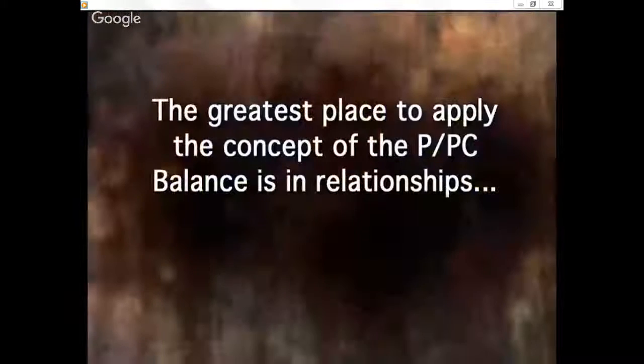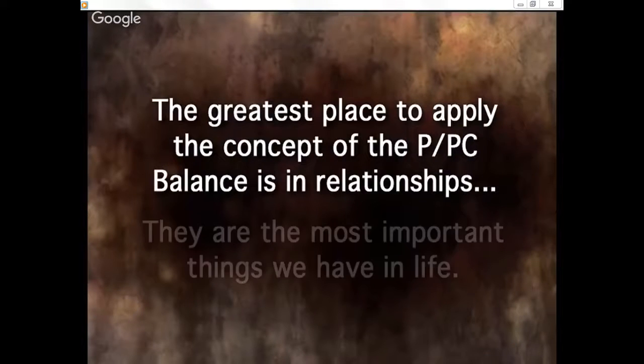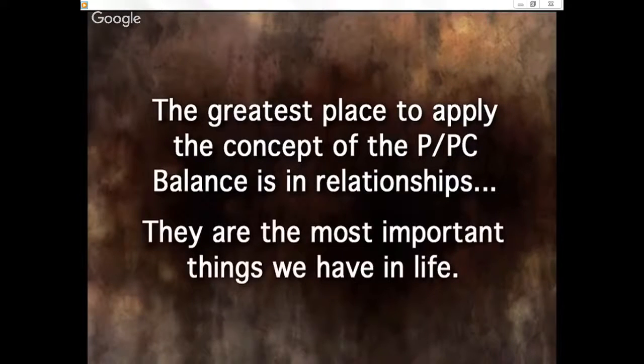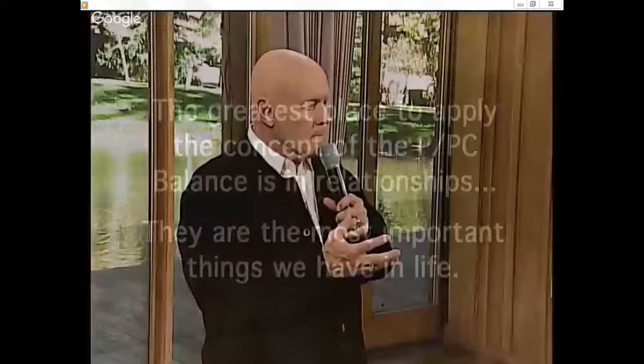You know the greatest place to apply this PPC idea, this concept of effectiveness, this concept of goose and golden egg? It's in relationships, without any question, because they are the most important things we have in life, such as in a marriage, such as in a partnership, such as in any business relationship, such as in a relationship with a supplier, with customers.